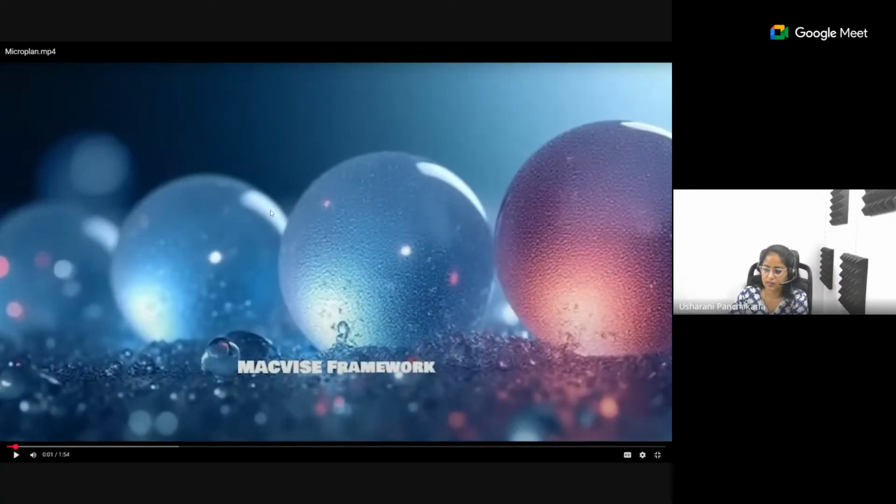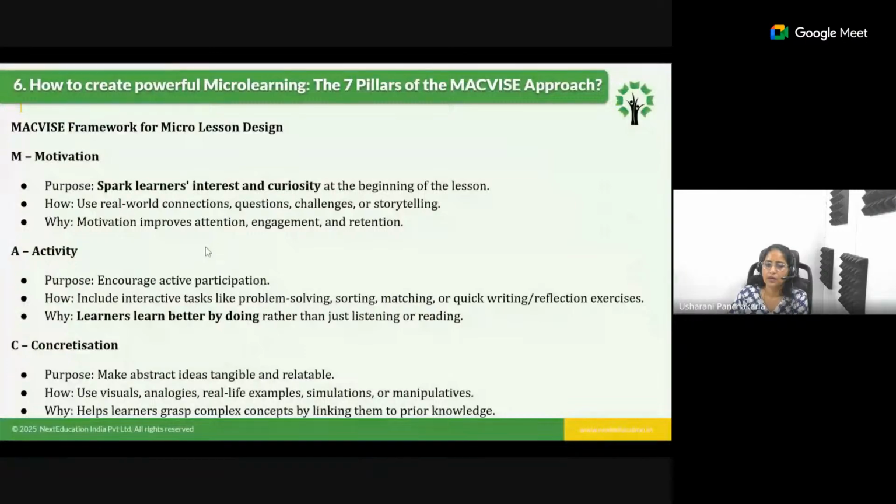MACVISE framework. Right. So this is where you can check, as I said, motivation. That is where it sparks the learner's interest and curiosity at the beginning of the lesson. You can use real world connections, questions, challenges or even storytelling. Motivation improves attention, engagement and memory retention of whatever we are going to demonstrate or discuss in the classroom.